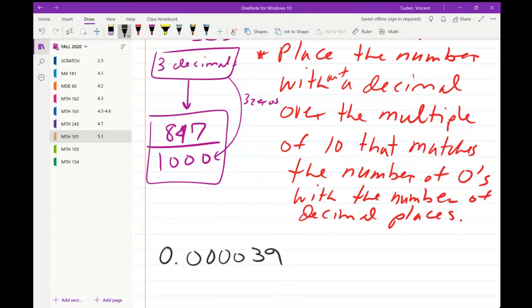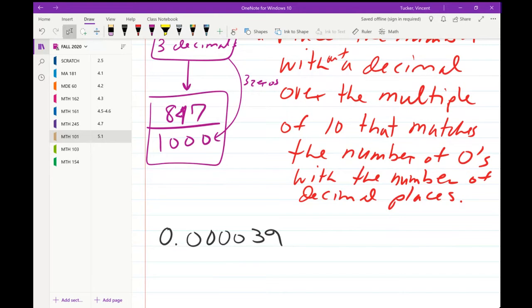So if I had 0.000039 and I wanted to write that as a fraction, I have 1, 2, 3, 4, 5, 6 zeros. So that would be 39 over 1 with 6 zeros behind it.